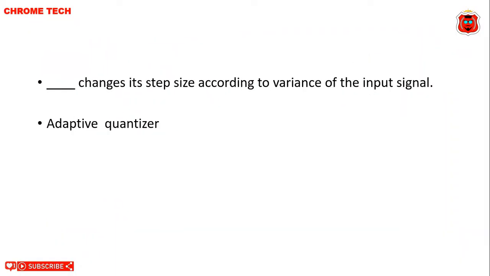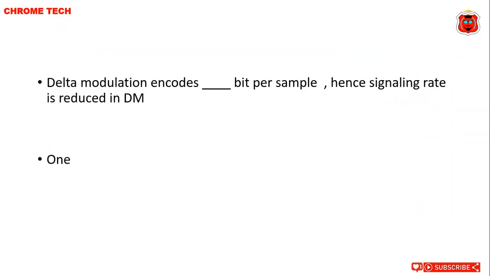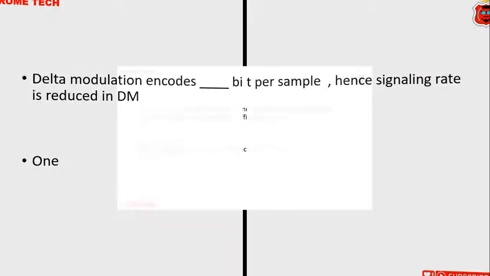Dash changes its step size according to variance of the input signal. Adaptive quantizer. Adaptive quantizer is the correct answer. Delta modulation encodes the dash bit per sample, hence signaling rate is reduced in DM. 1 bit per sample is the correct answer. Delta modulation encodes 1 bit per sample is the correct answer.